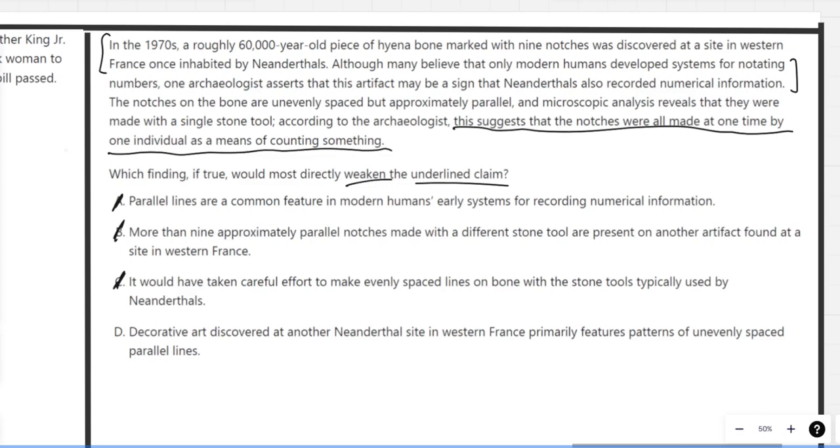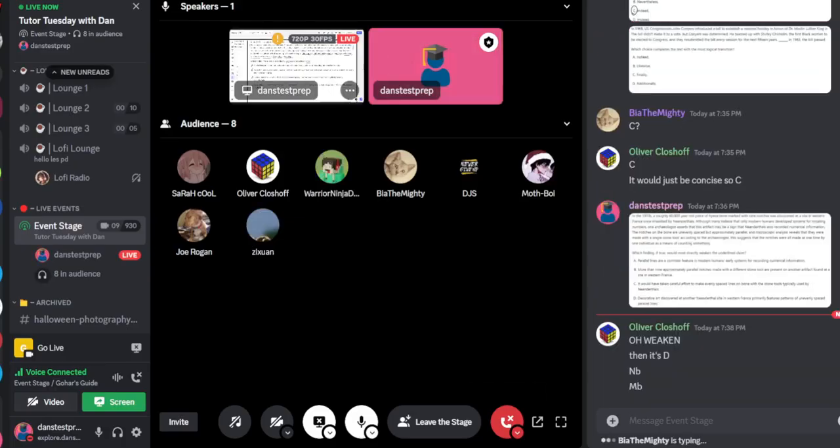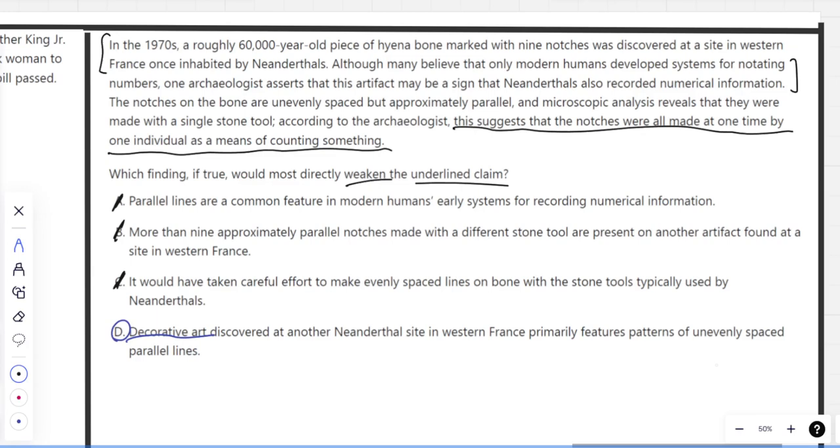And decorative art discovered at another Neanderthal site in western France primarily features patterns of unevenly spaced parallel lines. Well, yeah, that would make sense, right? That would weaken our claim, because if we are claiming this is for counting something, but then later discover it might actually be for decorative art, then that would weaken the claim that this is for counting. People could argue, yeah, this is made for decorative art, not counting. There we go.